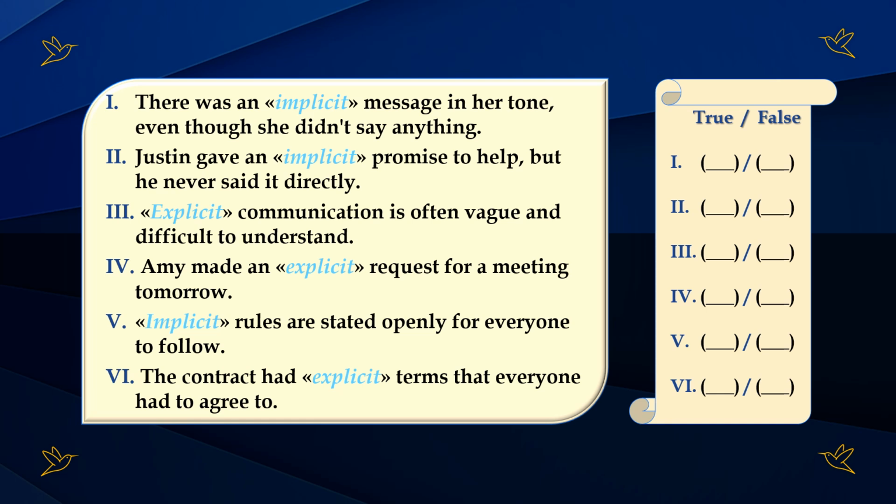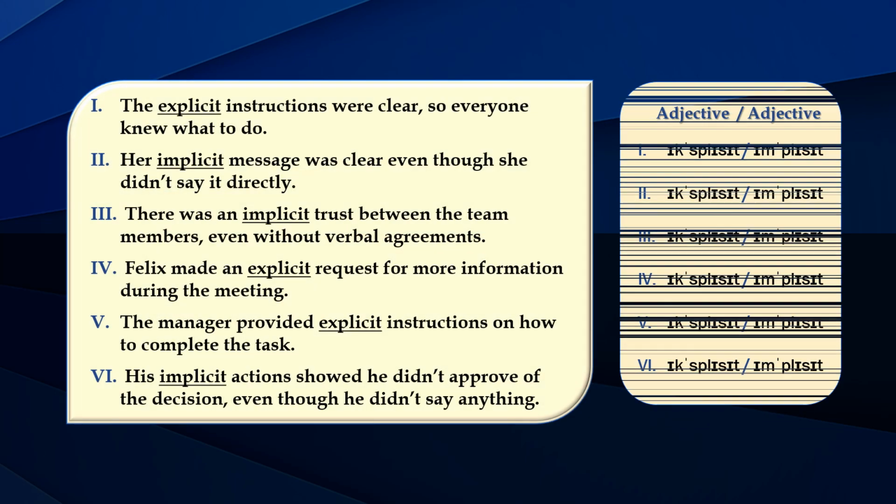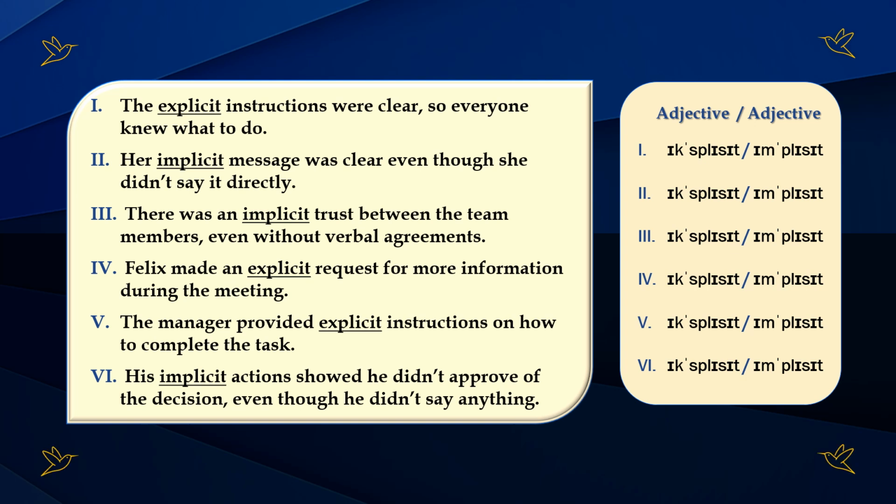4. Amy made an explicit request for a meeting tomorrow. 5. Implicit rules are stated openly for everyone to follow. 6. The contract had explicit terms that everyone had to agree to. Read the sentences and select the appropriate form based on context.